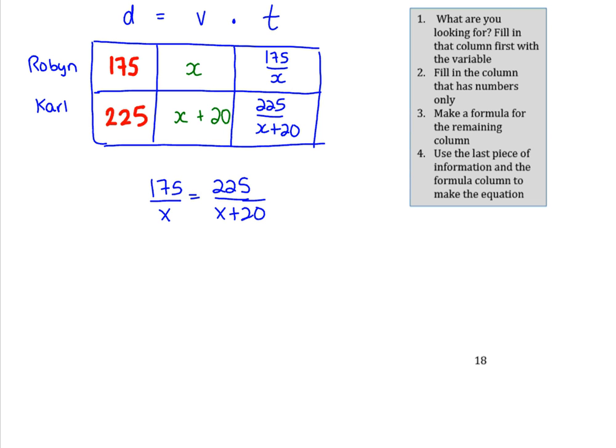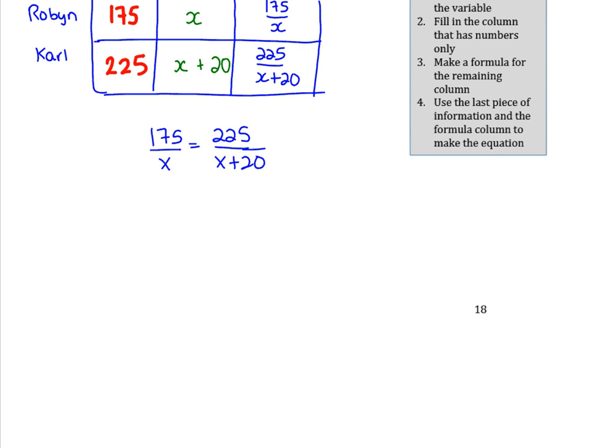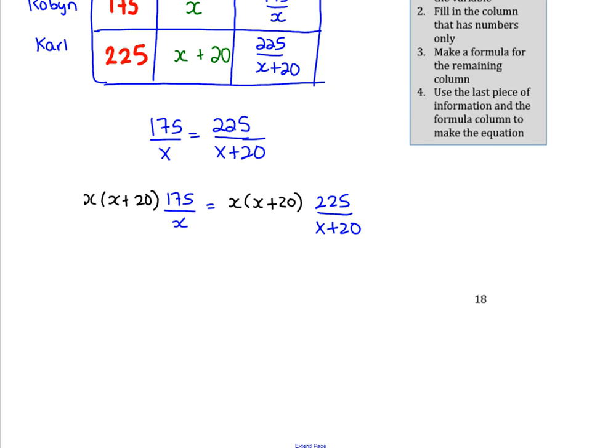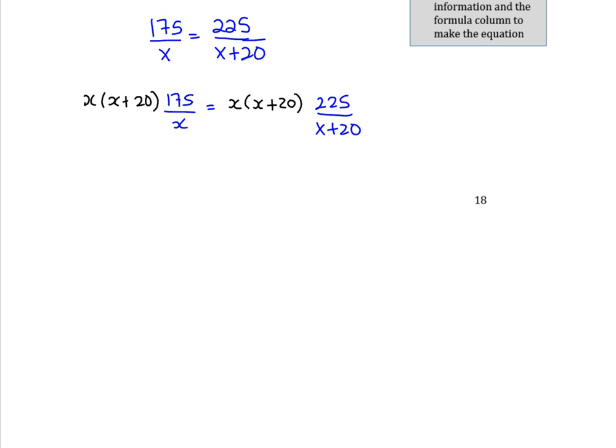Okay, so what am I going to multiply everything by to get rid of that fraction? X and x plus 20. So we're going to multiply both sides by x and x plus 20. So that, get rid of our fraction, right? That's our goal. Let's get rid of that fraction.